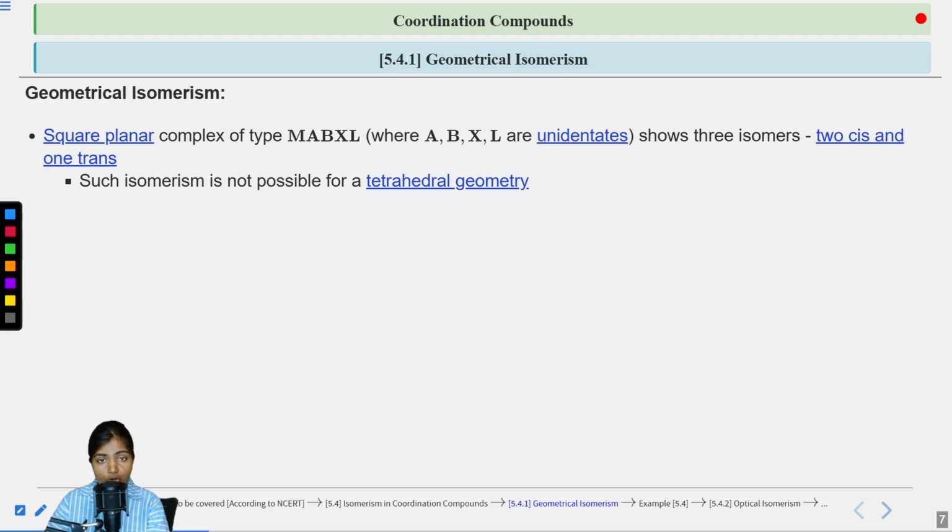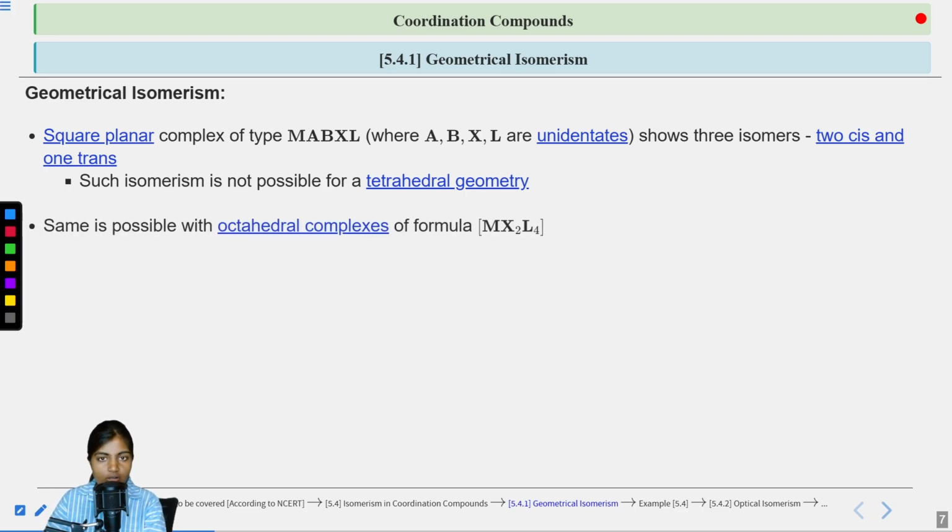Such isomerism is not possible for a tetrahedral geometry. So it is a point to note that geometrical isomerism is not possible for a tetrahedral geometry. You know the tetrahedral geometry means the central metal is attached with four ligands, which arrange in a particular tetrahedral geometry. So if our complex is tetrahedral, it will not show geometrical isomerism.